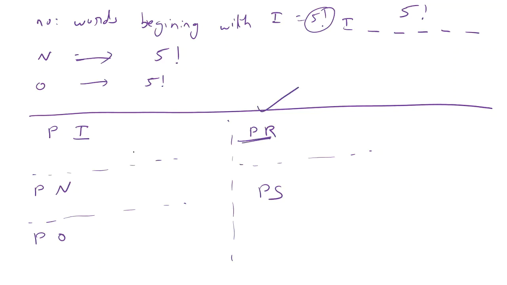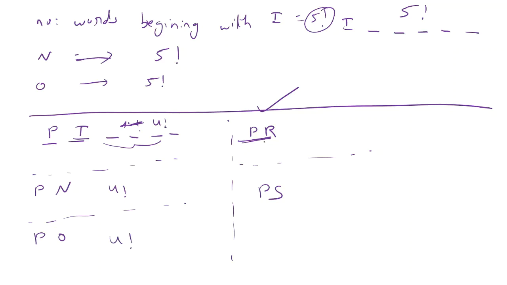So how many words are there before coming into this box? Before coming into this box means how many words are there which begin with P and I. Once you fix the first 2 blanks with P and I, we'll have these 4 blanks left out. So I can fill these 4 blanks in 4 factorial ways. So there are 4 factorial words which begin with PI. Similarly, there are 4 factorial words which begin with PN. There are 4 factorial words which begin with PO.